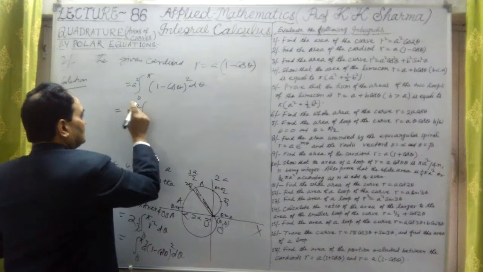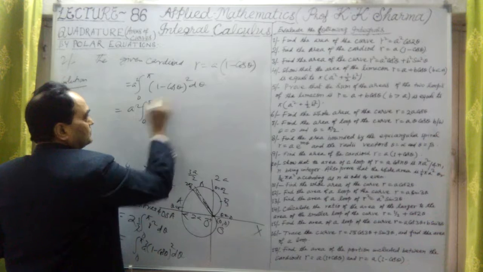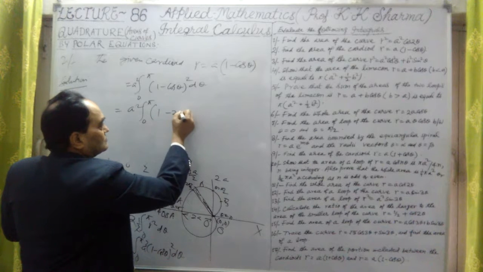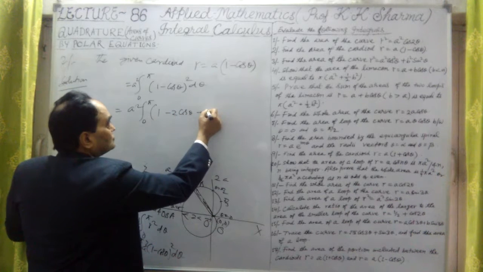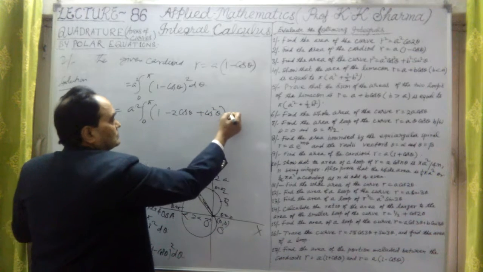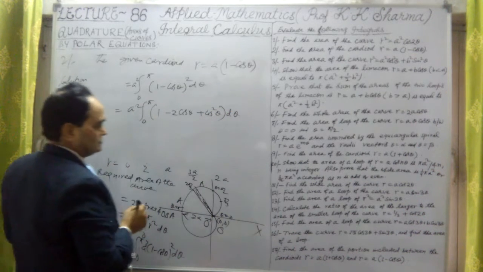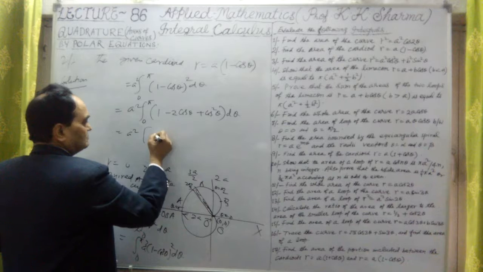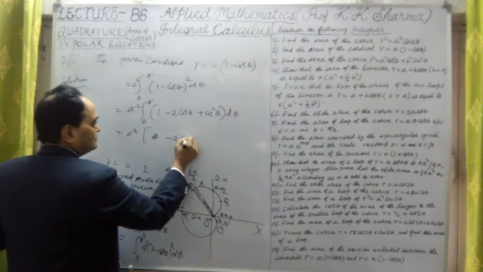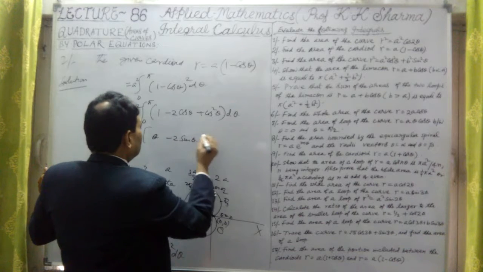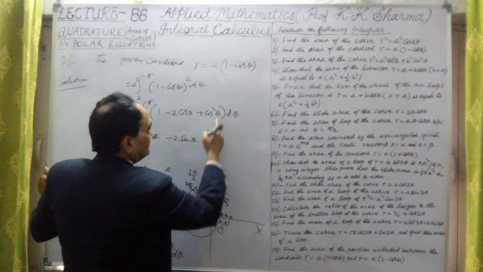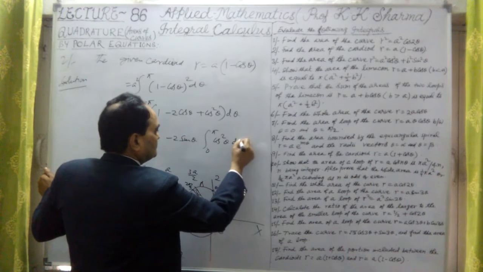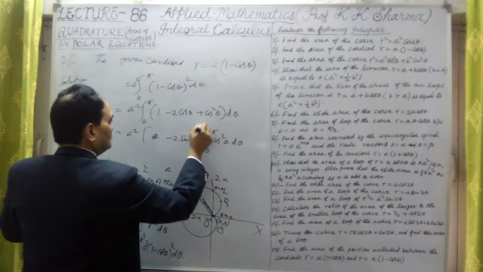Now let me open this whole square from 0 to pi. It gives 1 minus 2 cos theta plus cos square theta d theta. Now let me solve it. This is theta minus 2 sin theta. Now this part, the integral from 0 to pi of cos square theta d theta, let me separate and solve here, with limits 0 to pi.